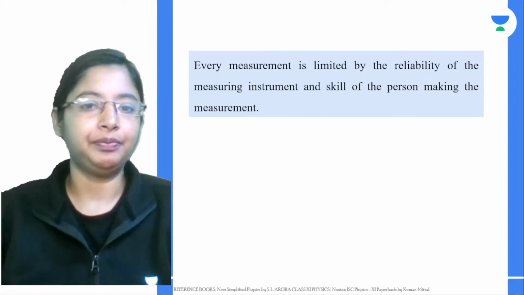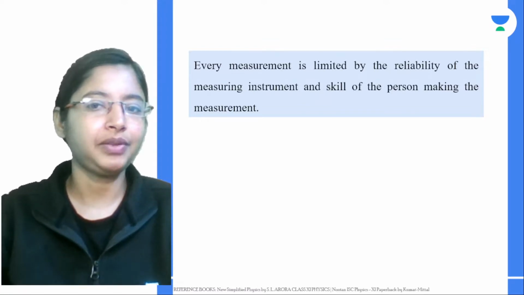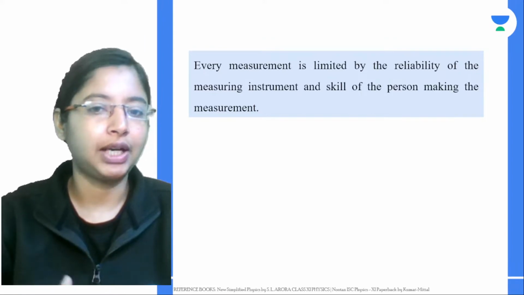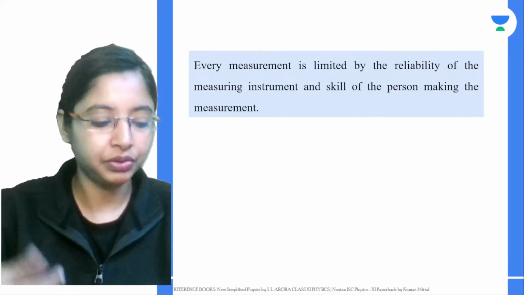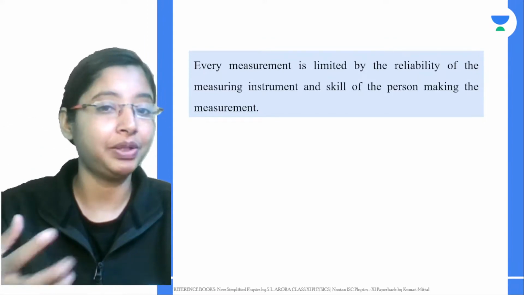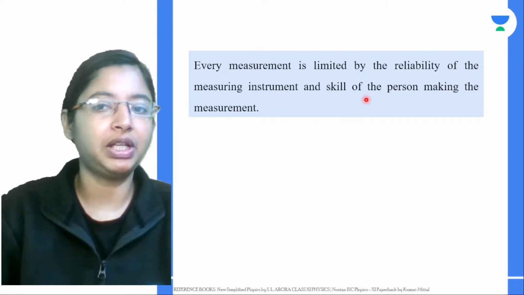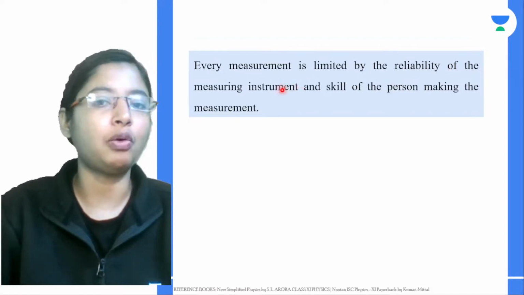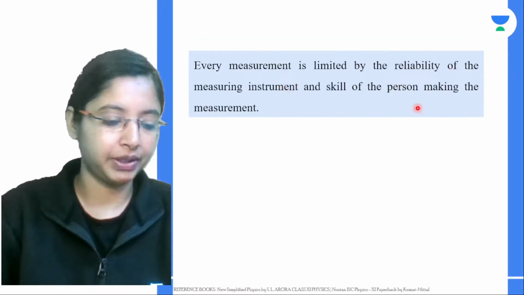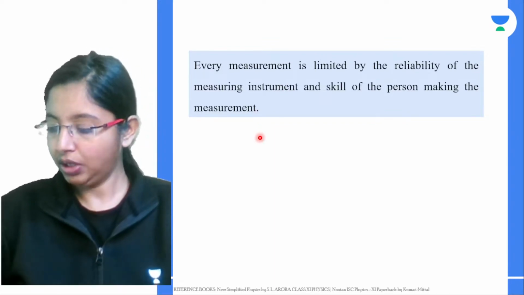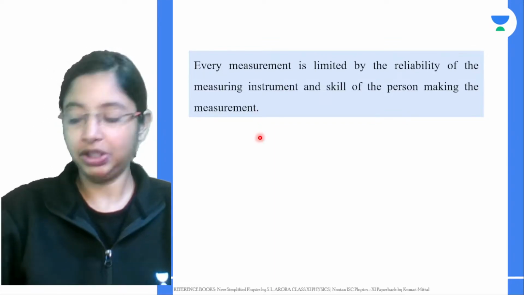Every time you make a measurement, sometimes there could be an error in your calculation. This could be because of the person taking the measurement, or because your instrument is faulty. Every measurement you make is limited by the reliability of the measuring instrument, how good the instrument is, and the skill of the person making the measurement.